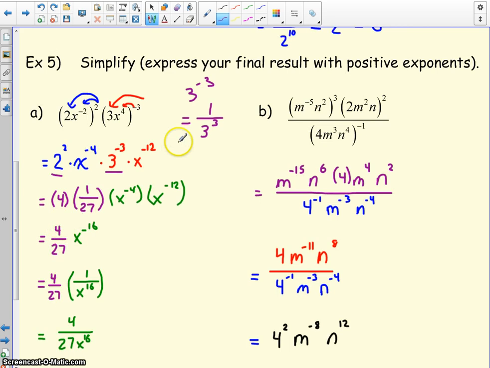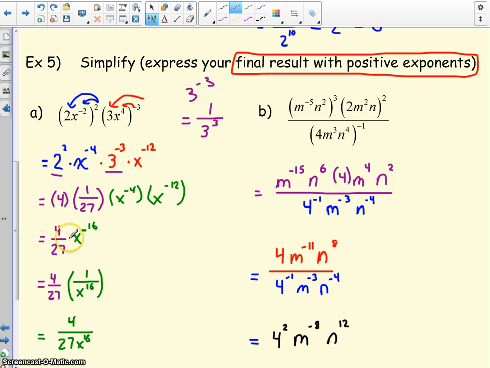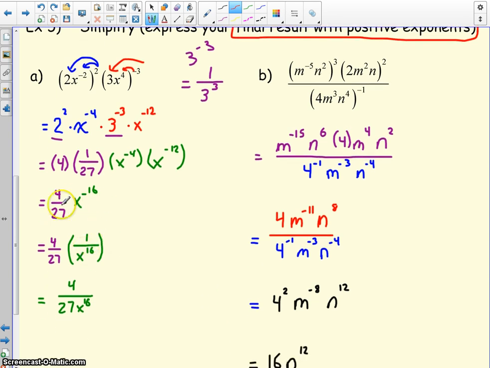The only thing I need to do here is, I did ask you to express your final result with positive exponents. You can expect that to be the norm in a lot of questions you're going to see on tests and quizzes. So just to take it one step further, if I want positive exponents, I have to rewrite x to the negative 16 as 1 over x to the exponent of 16.